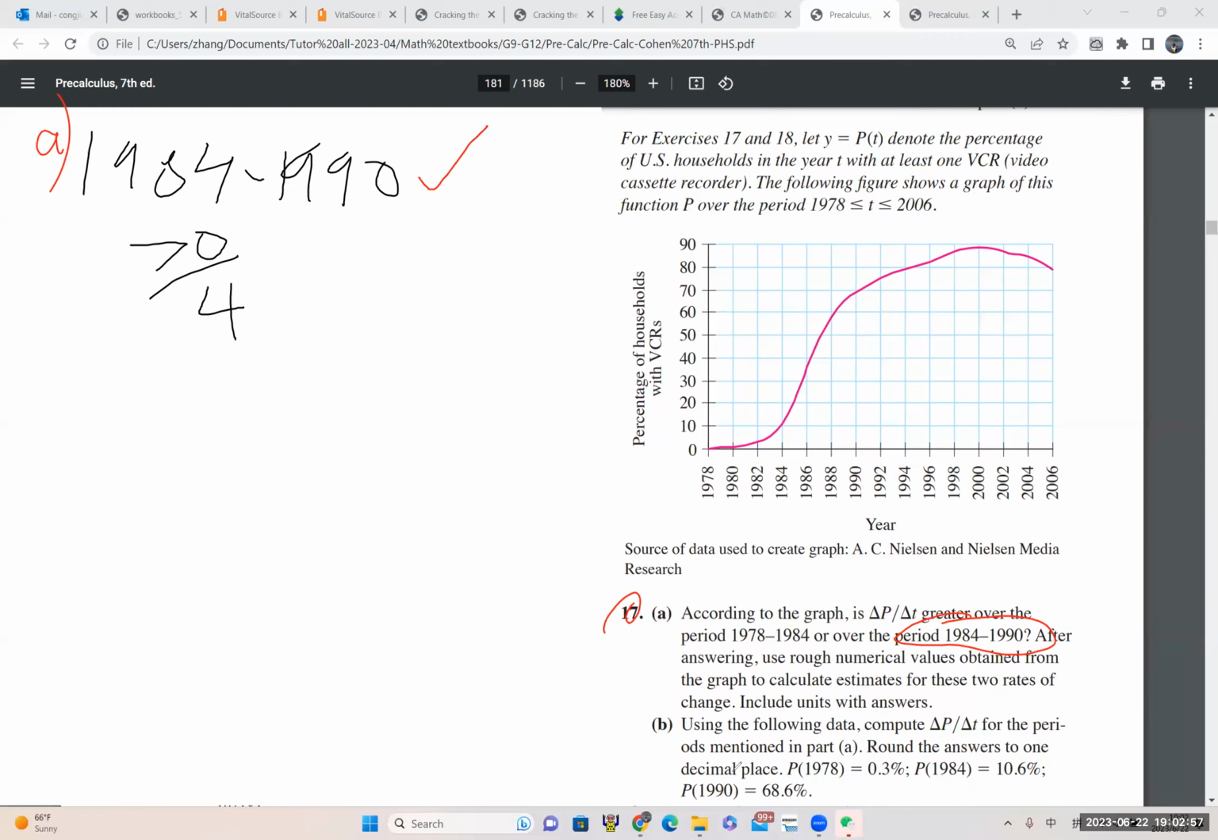The rate for that? I'm guessing it's for 1984 to roughly 1990, using the numerical value obtained from the graph to calculate estimates. So what's this? I think that's the rate for 1984 to here is 70, right? Yeah, 70.